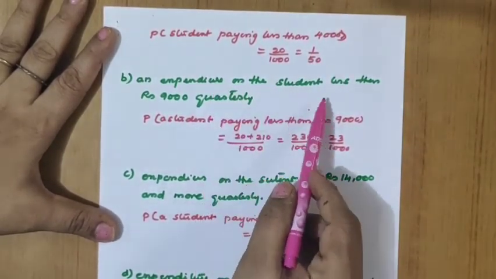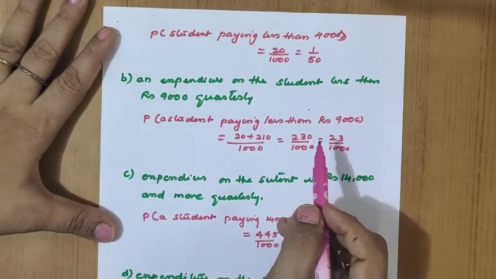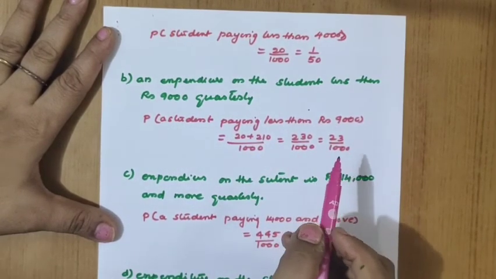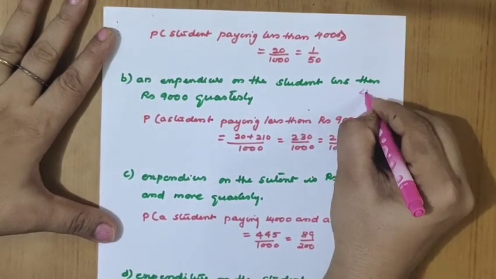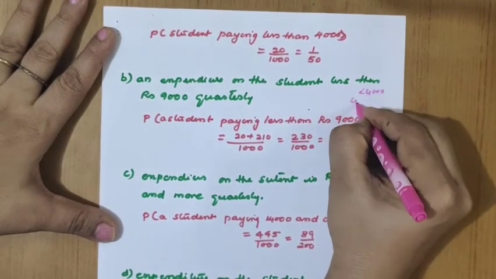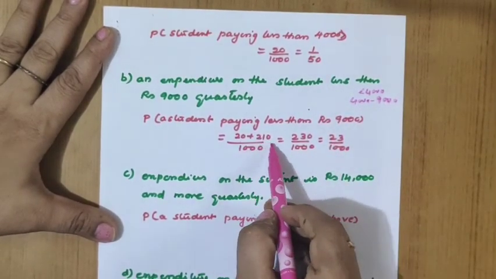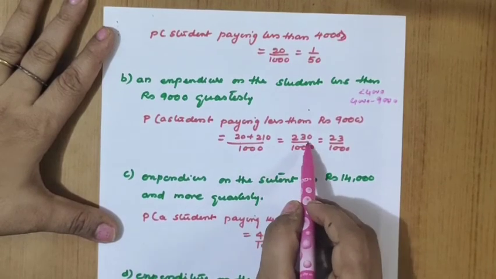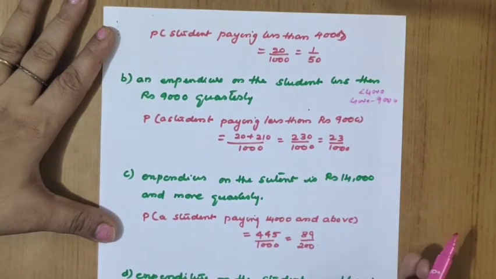Now, an expenditure on the student less than rupees 9,000 quarterly. That means two cases will come: one is less than 4,000 and another is 4,000 to 9,000. So corresponding frequencies are 20 and 210, that is equal to 230. Then divided by 1,000, it is equal to 23 by 100.